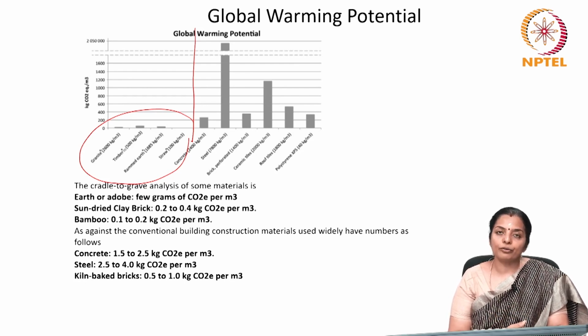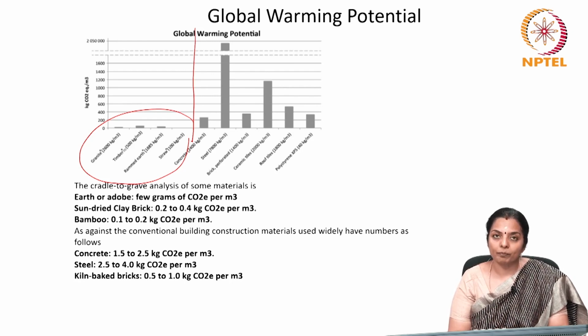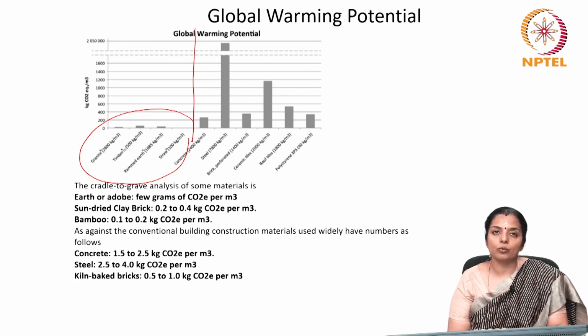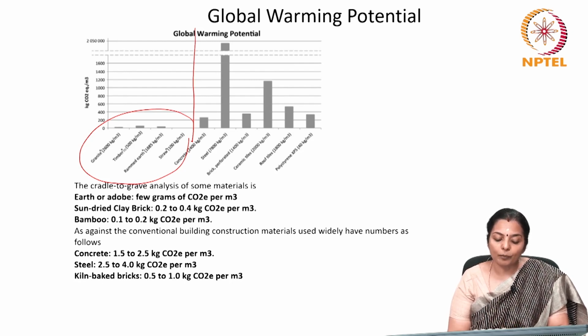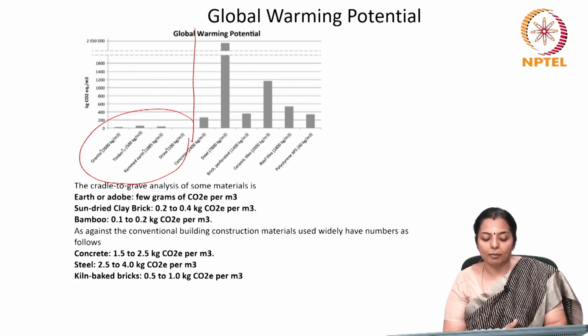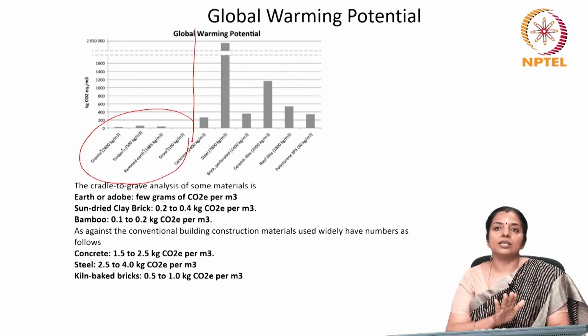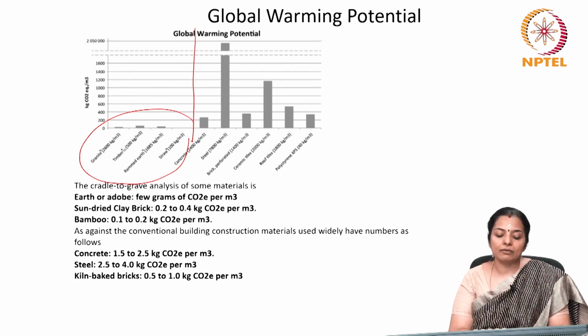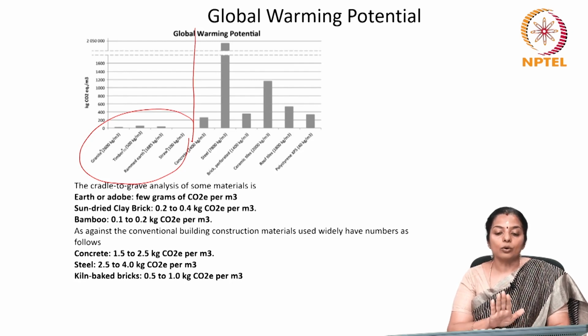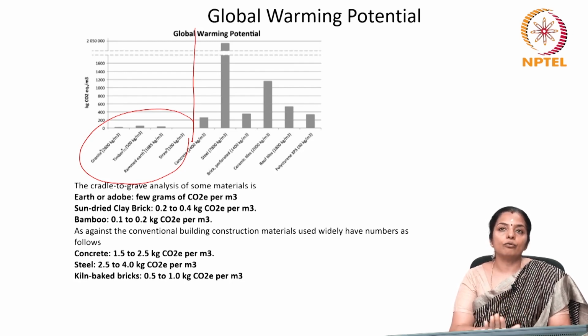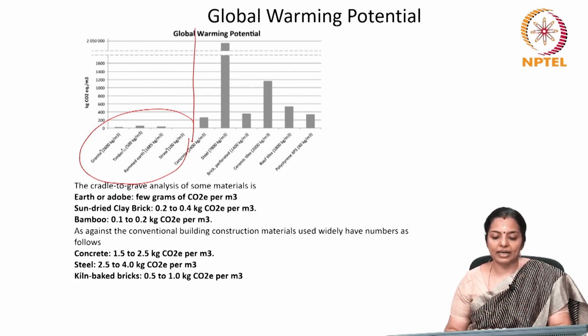Concrete has 1.5 to 2.5 kg carbon dioxide equivalent per meter cube. Steel has 2.5 to 4 kg carbon dioxide equivalent per meter cube, and kiln baked bricks have 0.5 to 1 kg carbon dioxide equivalent per meter cube. So, for perspective, this is the amount of global warming potential of traditional building materials vis-a-vis modern building materials.